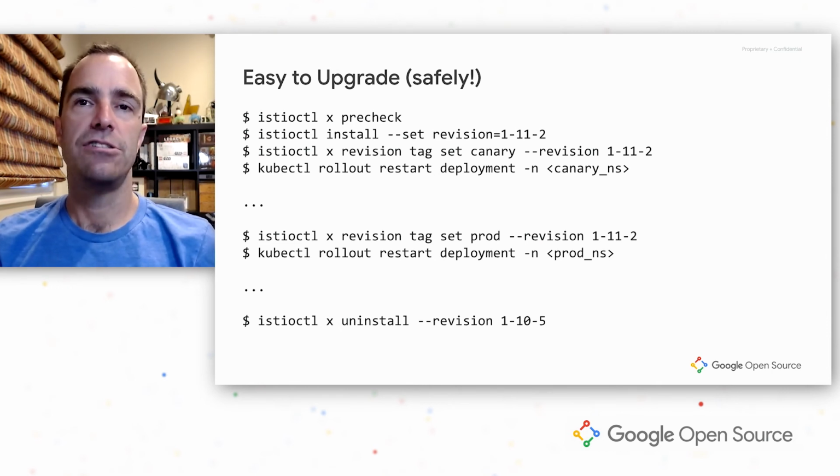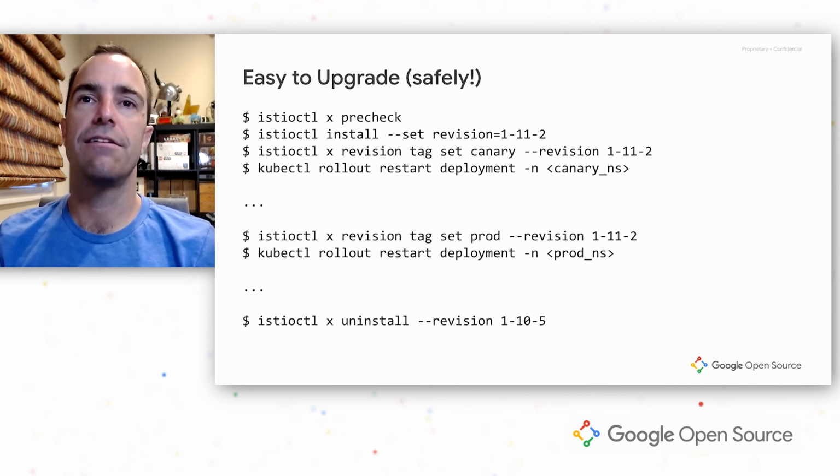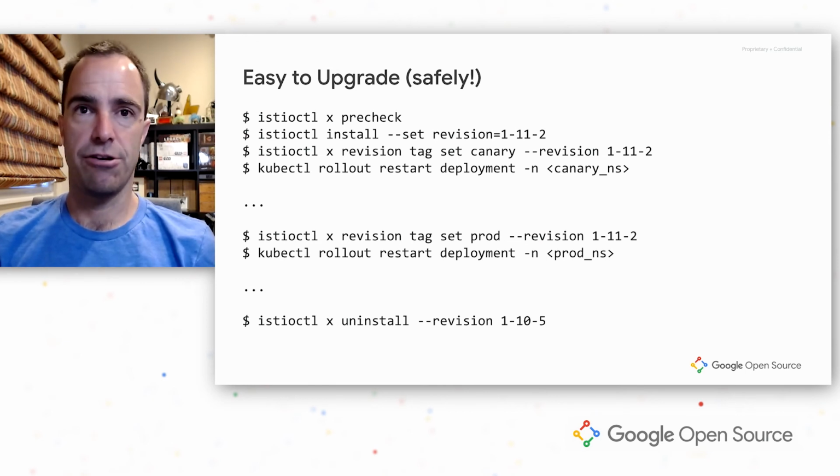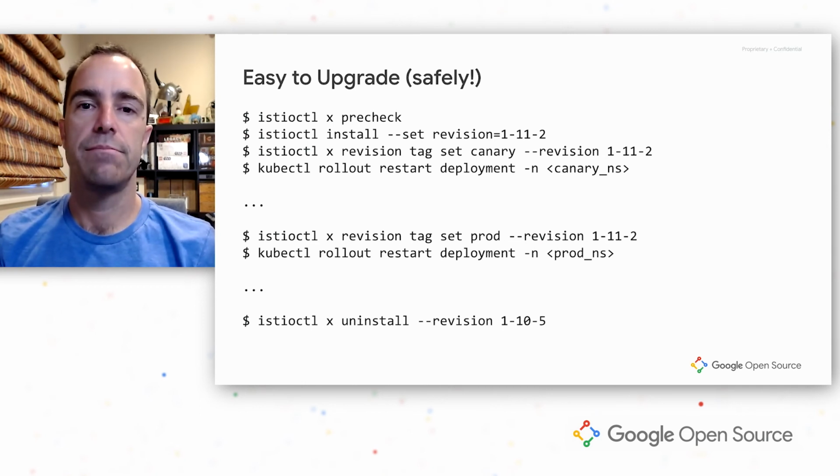So this is how you would actually do a safe upgrade of Istio and roll it out in a safe way, but it's still pretty easy. We actually added a pre-check command that'll give you warnings if there's problems. It'll tell you about anything to be worried about. So you can just run that to make sure you're good to go. You can then install the new version and you can give it a revision name. So in this case, we're installing the 1.11.2 release. We just tag it with that. Well, really, we label it with a revision, I should say, because tags are a little bit different.